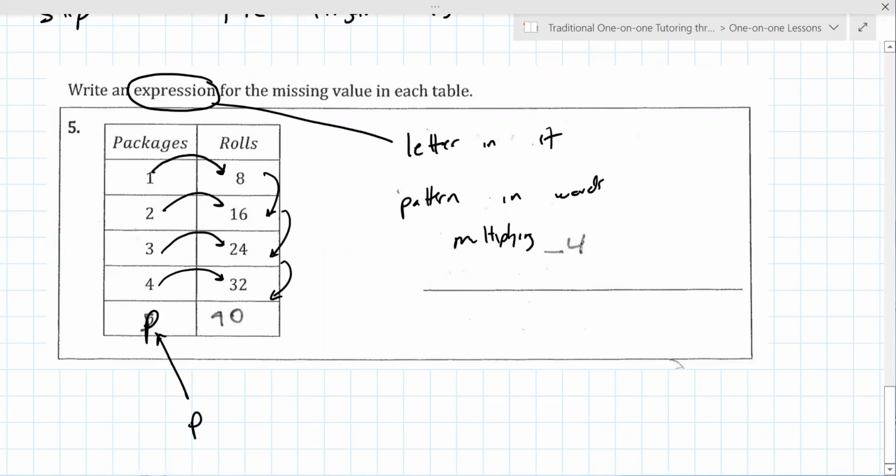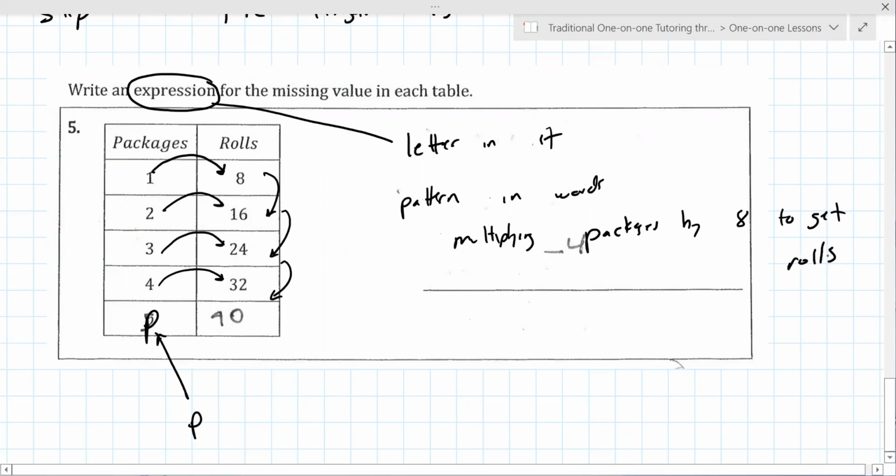So here's what I heard. I'm multiplying packages by 8 to get rolls. One package times 8 gives you 8 rolls. Two packages times 8 gives you 16 rolls. That's what I meant by in words. And you're right, you're adding, but you're really multiplying to go from the input to the output.